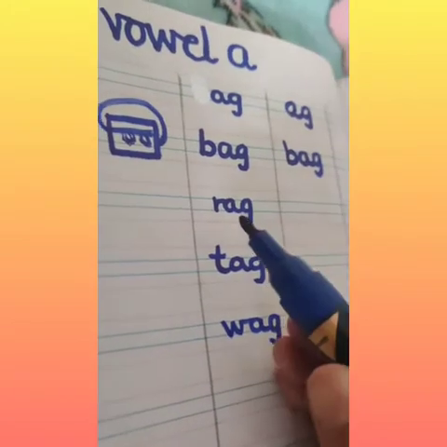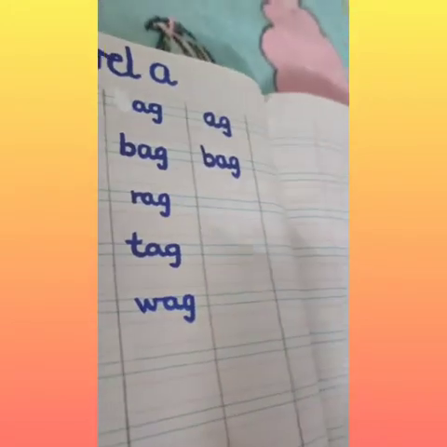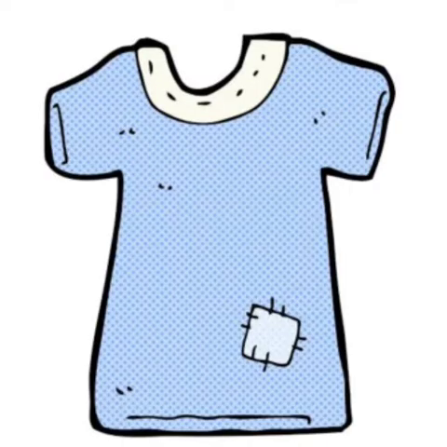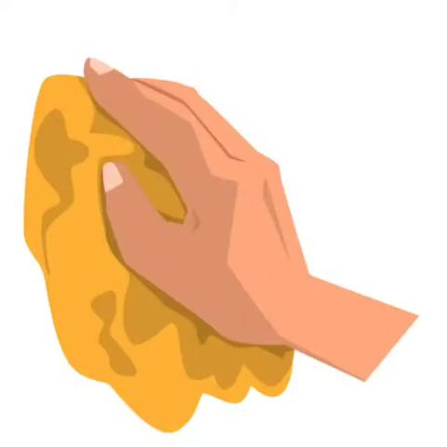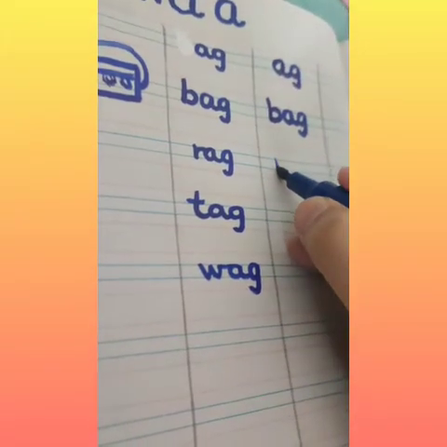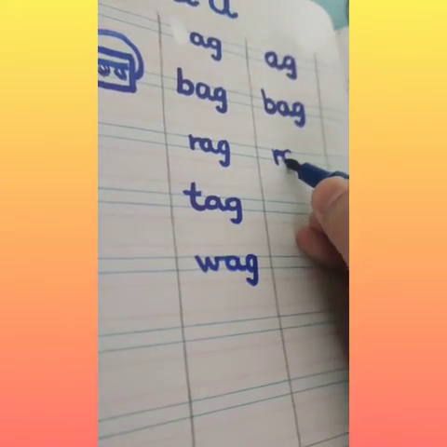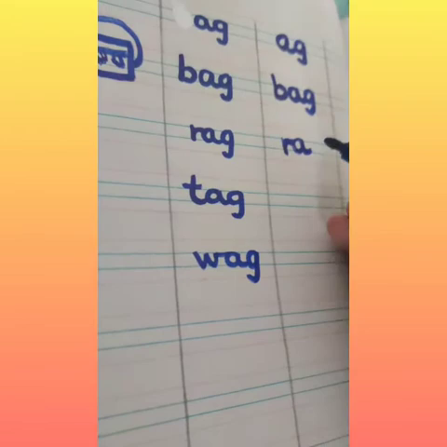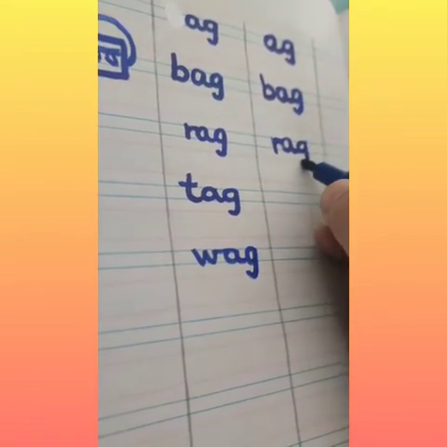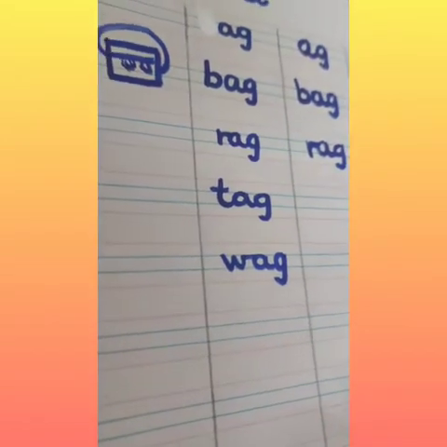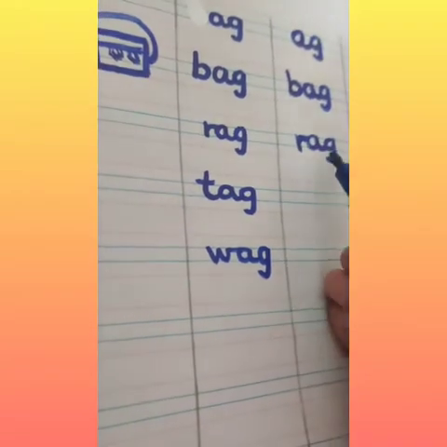Now next word is rag. Now what is rag? Rag is a small piece of old cloth. Okay, something which we use for cleaning purpose. Something which is very old and torn. So look here how you have to write rag. R. Then you have to join a with r, and then we will join g with a tail. This is the way you have to write rag.